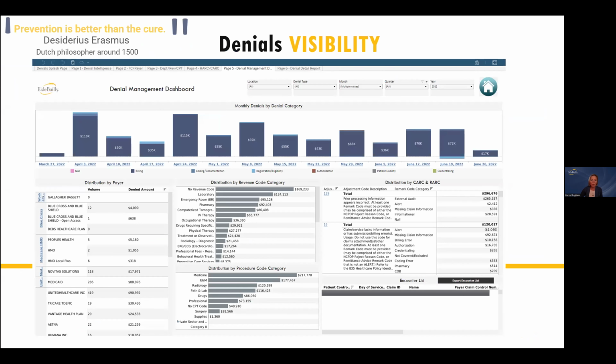Just wanted to share a picture of what a denials visibility dashboard might look like. These are just ways that you can manage your denials and also identify root cause and determine where we really need to spend our resources and our time when it comes to addressing denials and potential compliance concerns.